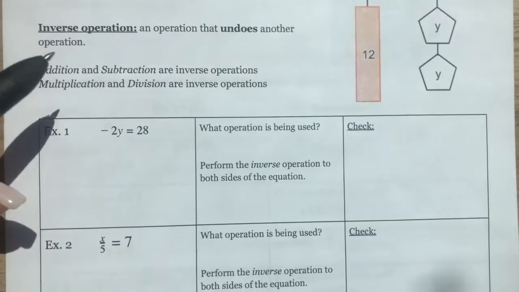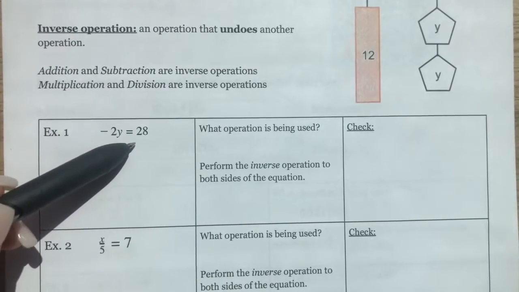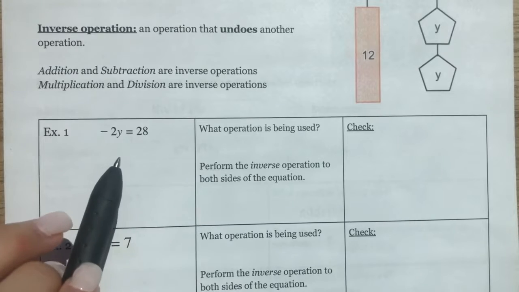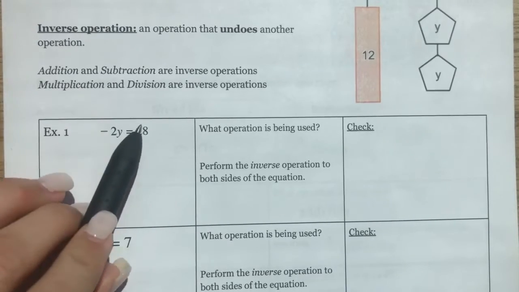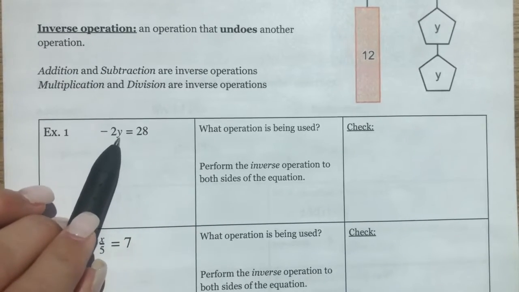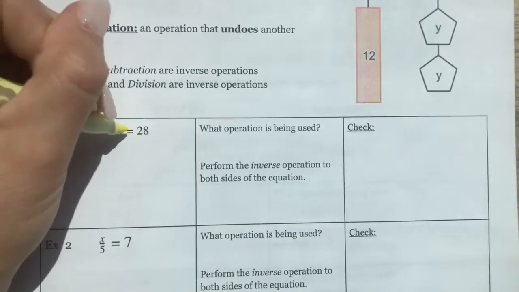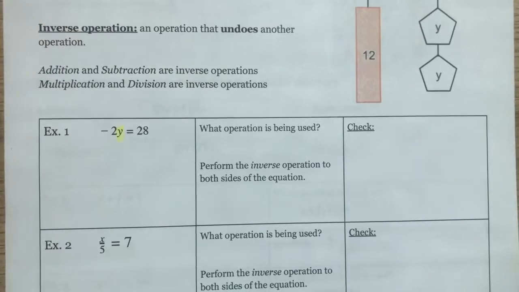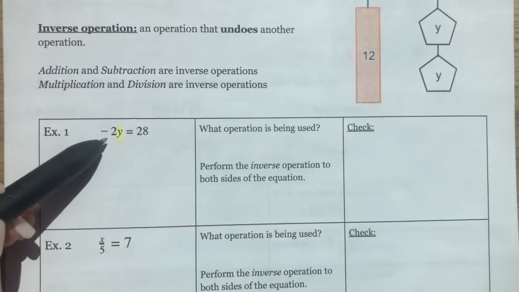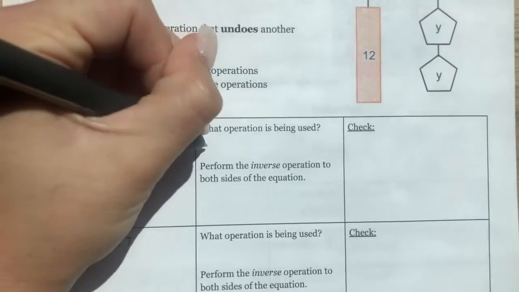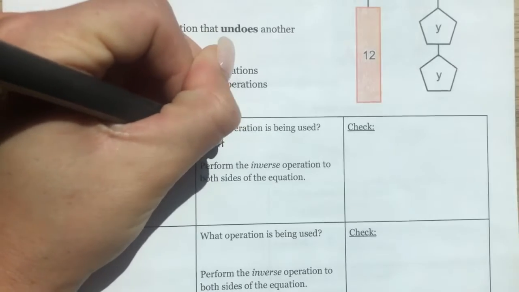So for example 1, it says negative 2y equals 28. First we have to figure out what operation is being used. When it says what operation is being used, it's basically asking what is being done to the y, because what we're trying to do is get y by itself. We want to isolate that y. We have a negative 2 that's being multiplied by y. So multiplication is the operation that we're using.